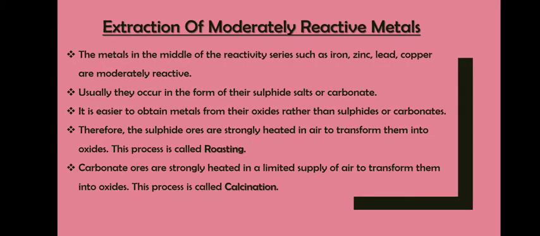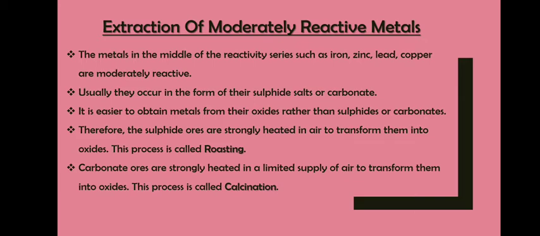Extraction of moderately reactive metals. The metals in the middle of the reactivity series, such as iron, zinc, lead, copper, they are moderately reactive. Usually they occur in the form of their sulfide salts or carbonate. It is easier to obtain metals from their oxides rather than sulfides or carbonates. Therefore, the sulfide ores are strongly heated in air to transform them into oxide, and this process is called as roasting.